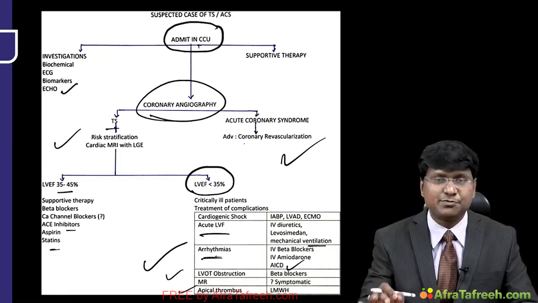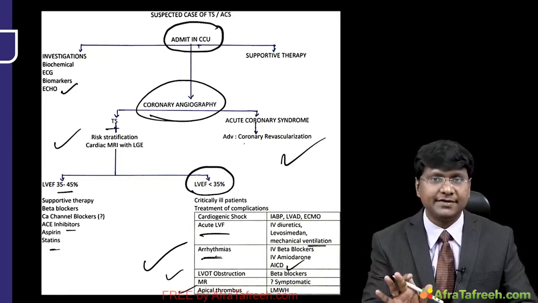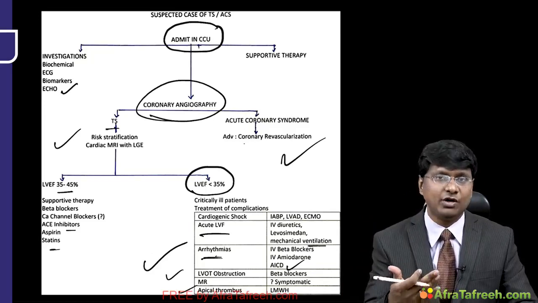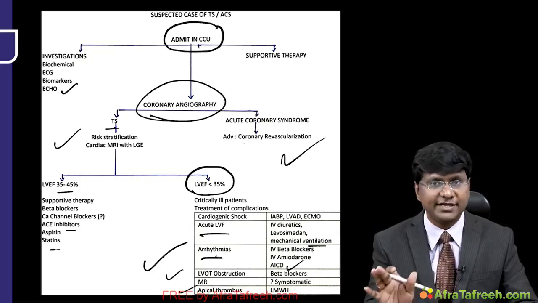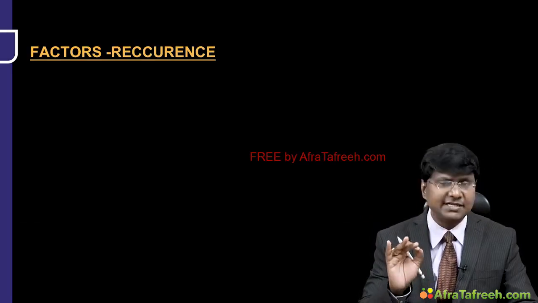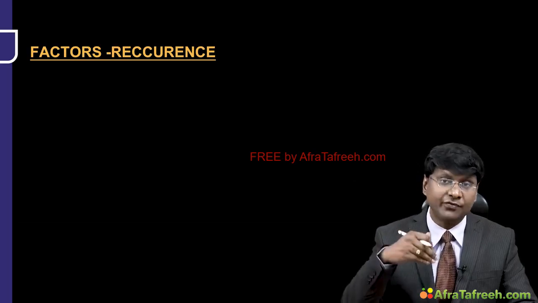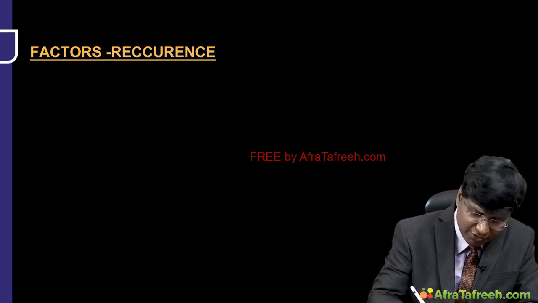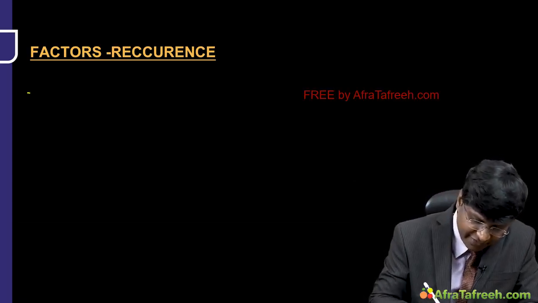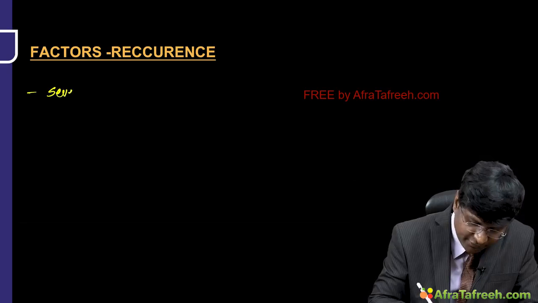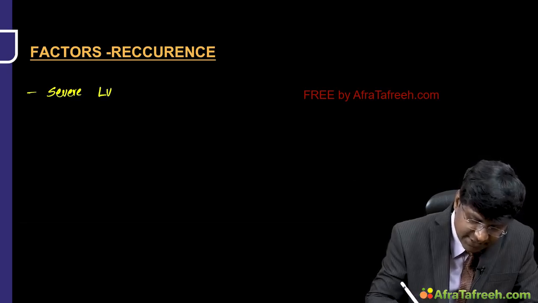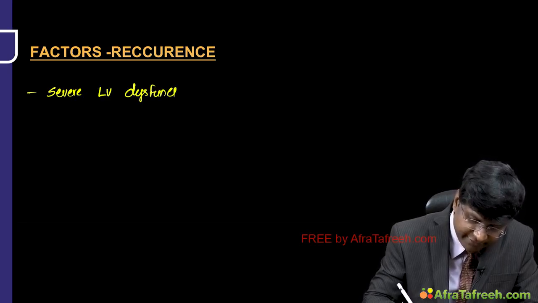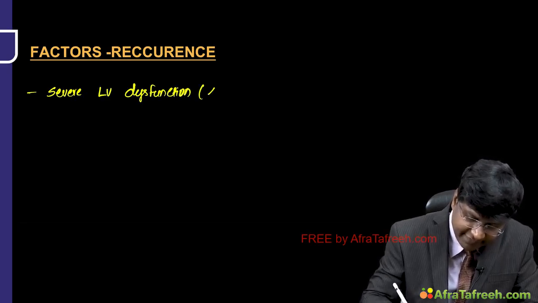Almost within 6 months, there will be recovery. That hypokinesia, akinesia, whatever is there, will recover within 3 to 6 months. Now, there are certain factors which tell that there is a high chance of recurrence of Takotsubo cardiomyopathy. So what are those factors? First and foremost, very, very important is the presence of severe LV dysfunction, where the ejection fraction of the individual is less than 35%. That tells there is a high chance of recurrence.